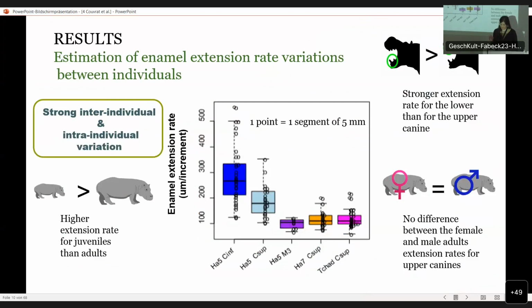This extension rate by individual showed interesting results. You can see here on this graph, there are box plots attributed to each individual. The x-axis is for the different individuals, and the y-axis is the enamel extension rate in micrometers per increment. And we can observe strong inter-individual and intra-individual variation. For the juvenile, you have a higher extension rate than for the adults.